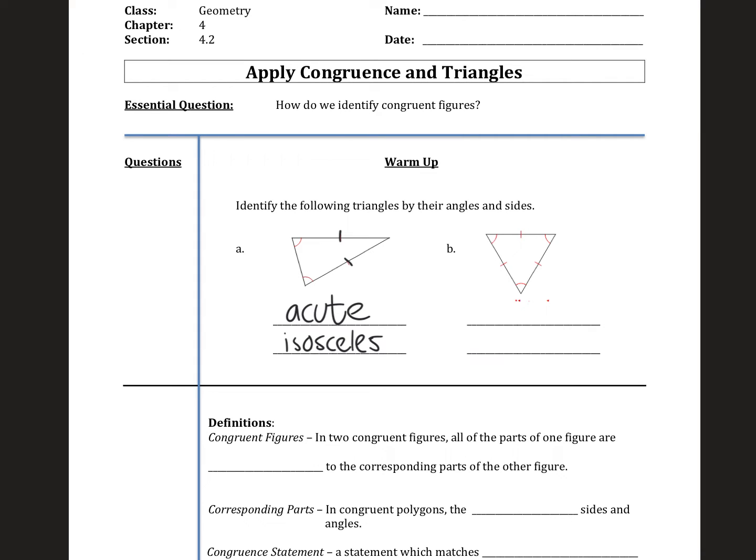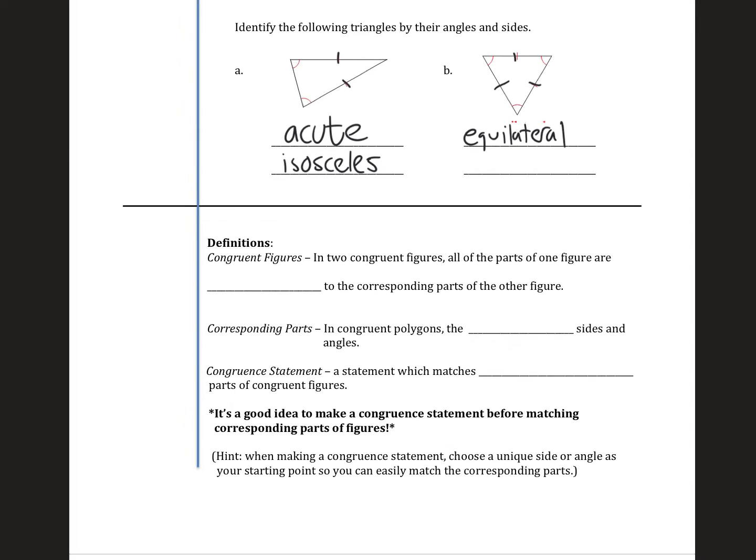All right, this one, letter B. We have three congruent sides and three congruent angles. This is an equilateral triangle. All right, you don't need equiangular and equilateral. One implies the other, so that is good.